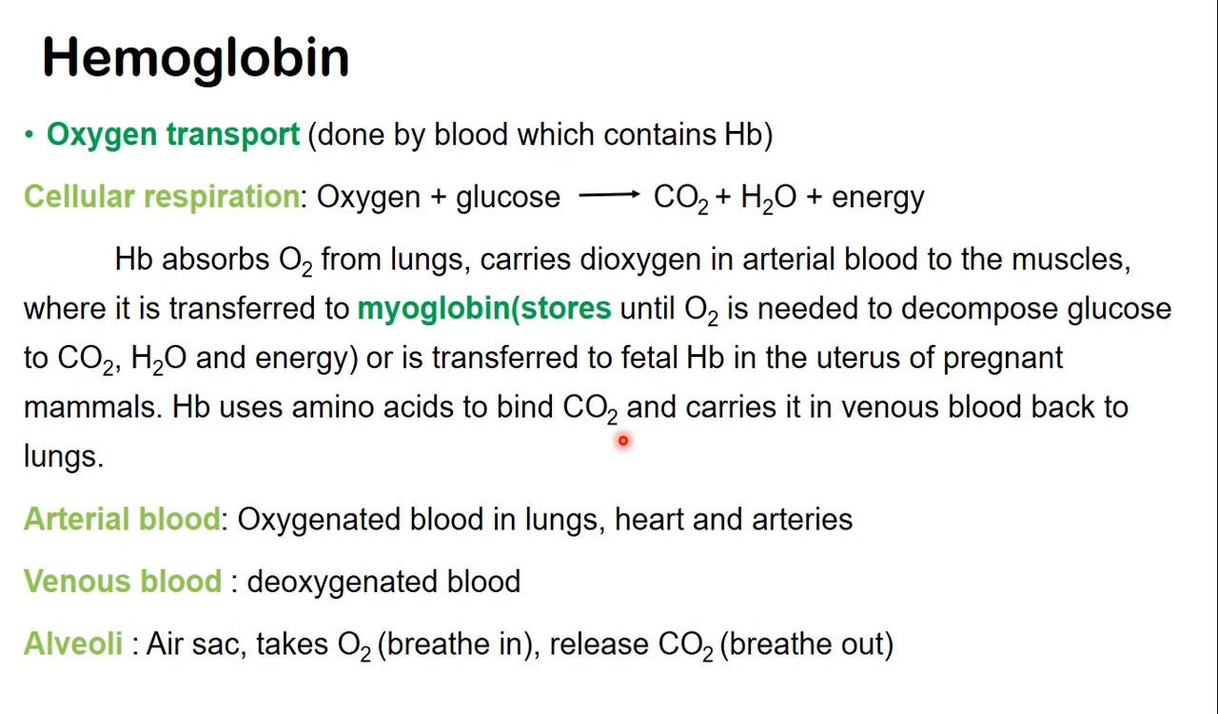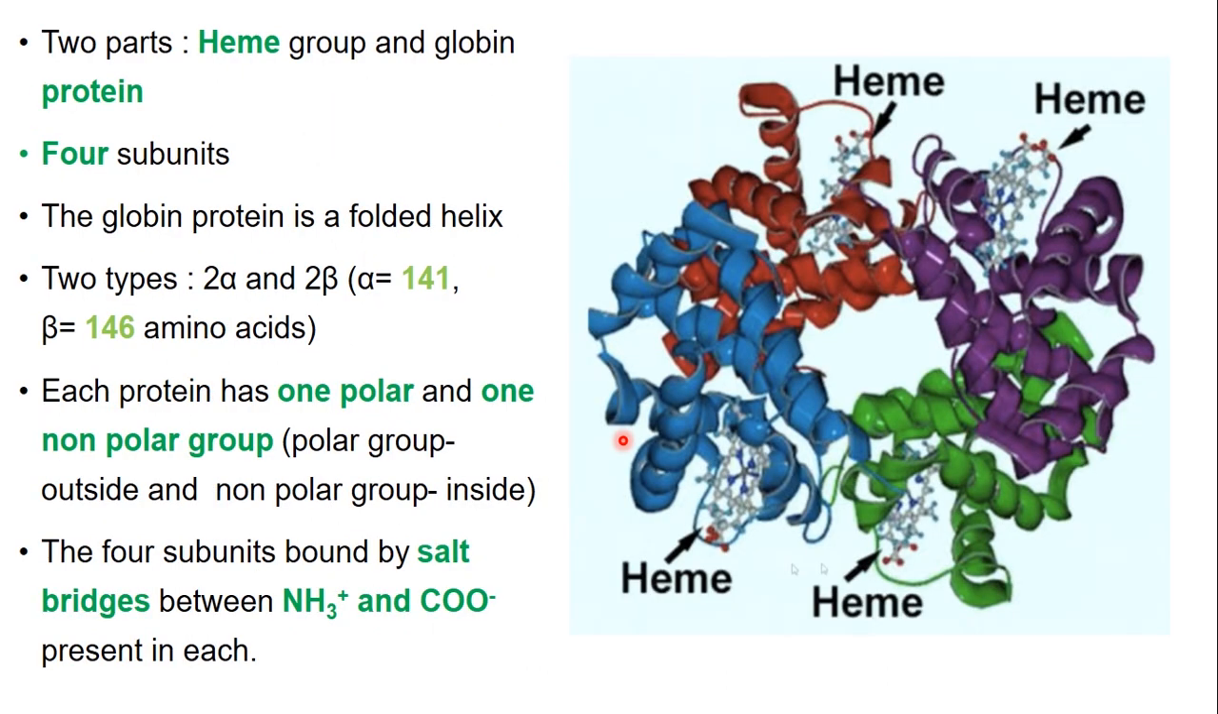Hope you liked this process. I liked it very much. So we have to know deeply about hemoglobin, how it binds oxygen and how it releases oxygen and everything. So before going into that, we'll see the general structure of hemoglobin. It has two parts and four subunits. So four subunits, here they are mentioned in blue, red, violet and green.